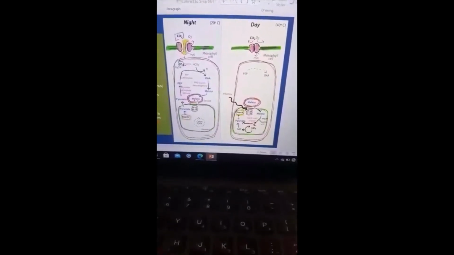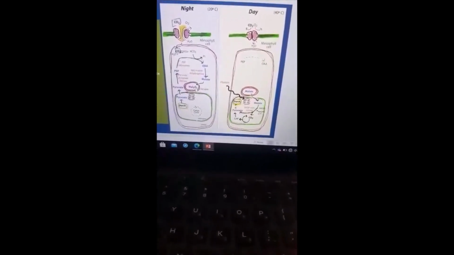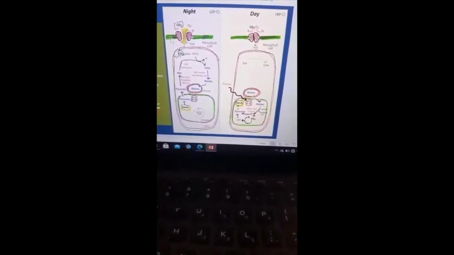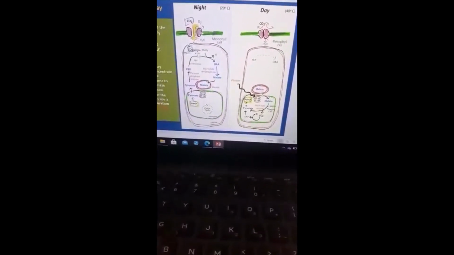Hence, the word Crassulacean acid. The acid name is coming from the malic acids that are stored inside the vacuole, that accumulate in the vacuole over the night. What happens then? During the day, you can see during the night the stomata are open. CO2 is coming in, or air is coming in.